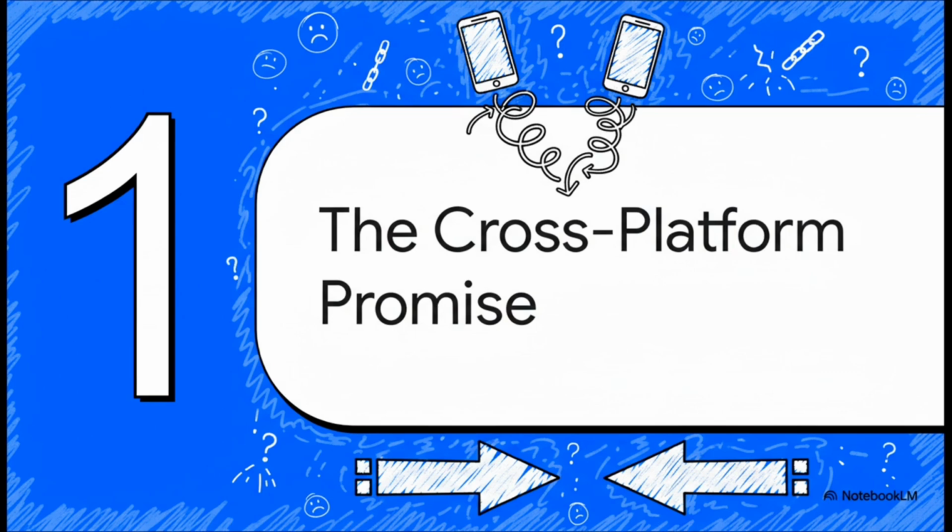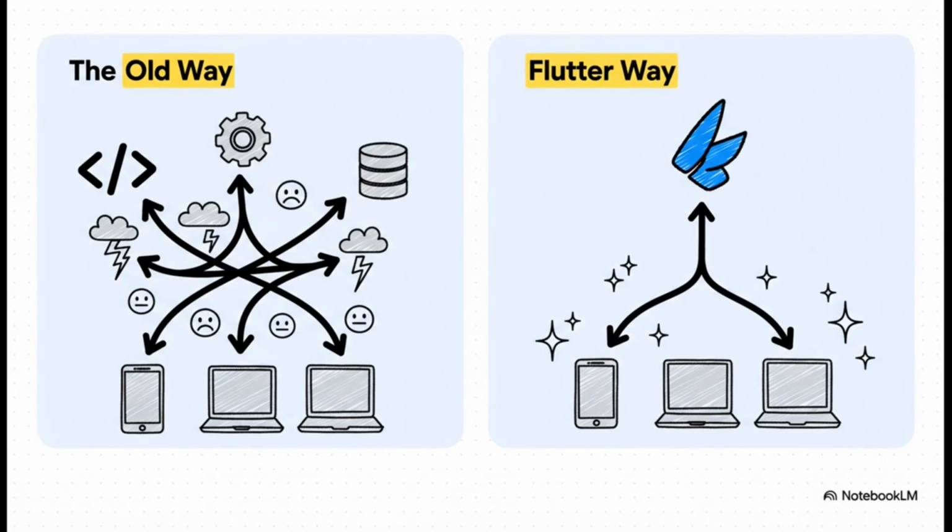For years, if you wanted your app on both iPhones and Android phones, you had a pretty painful choice to make. The old way was kind of a nightmare, honestly. You had to build one app for iOS, a completely separate app for Android, and probably another one for the web. That meant different teams, different code bases. It was slow, it was expensive, and just keeping them all in sync was a massive headache.